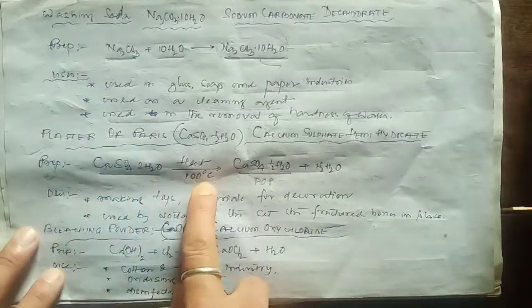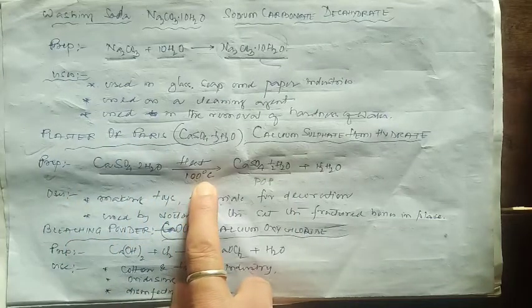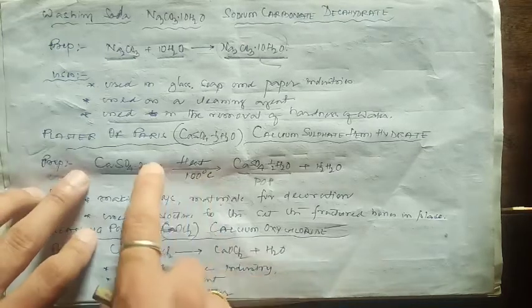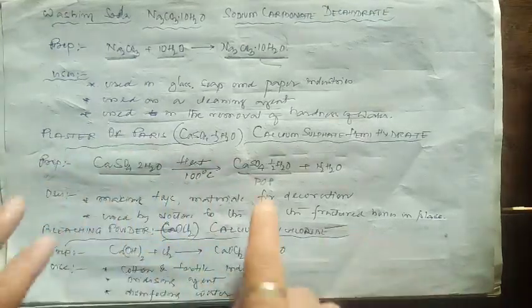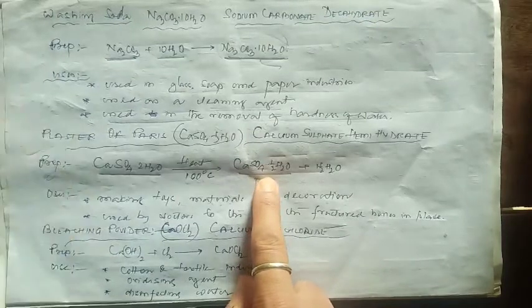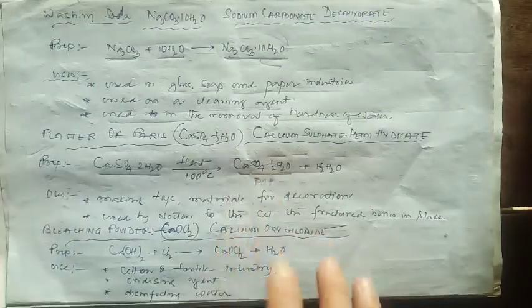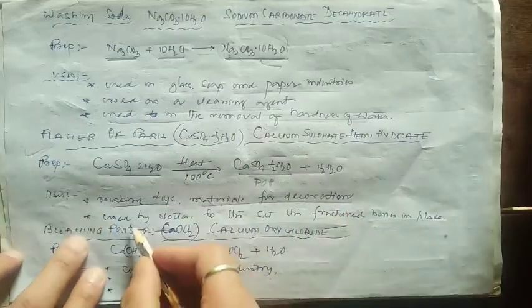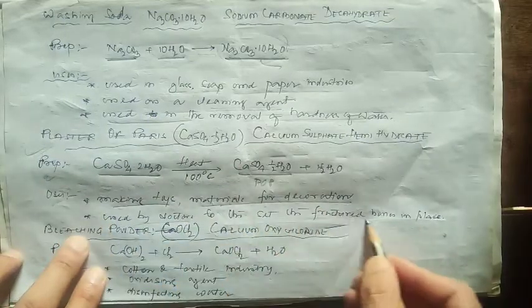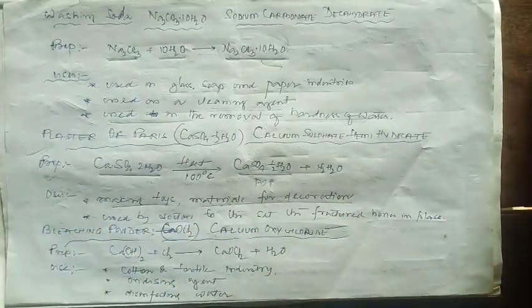Now student, when we are heating this compound gypsum, we must take care about the temperature. The temperature should not exceed 100 degrees Celsius, because if we exceed 100 degrees Celsius, this compound will lose all its water and we will not get the plaster of Paris. So that's why temperature maintenance is very, very important. So what are the uses of this compound? Making toys, materials for decoration, and it is also used by doctors to set a fractured bone in place. So that's the use of plaster of Paris.